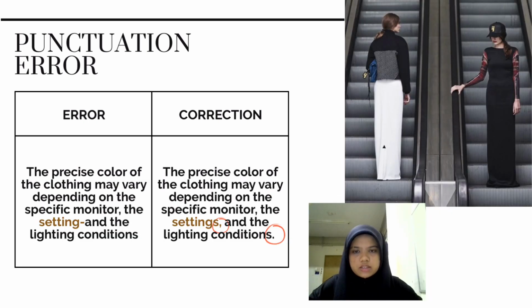Punctuation error in this last example happens because the sentence does not use commas properly to separate the items in the list. Without a comma before the word "and", the list becomes unclear. By adding the comma, it helps clearly separate each item and makes the sentence easier to understand.